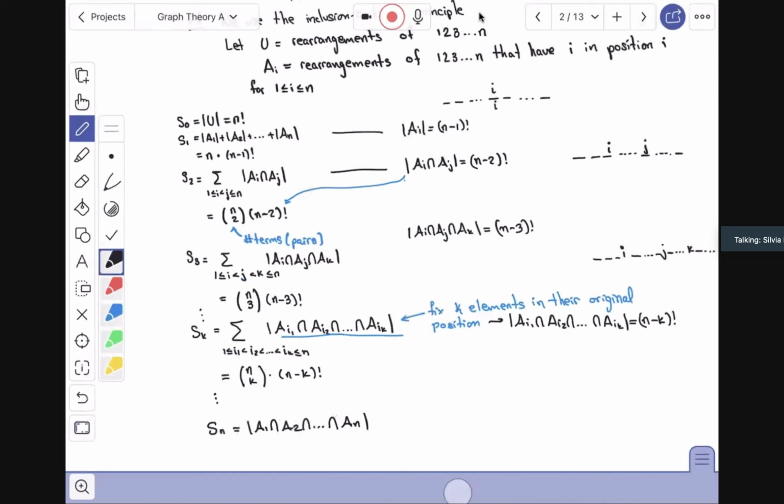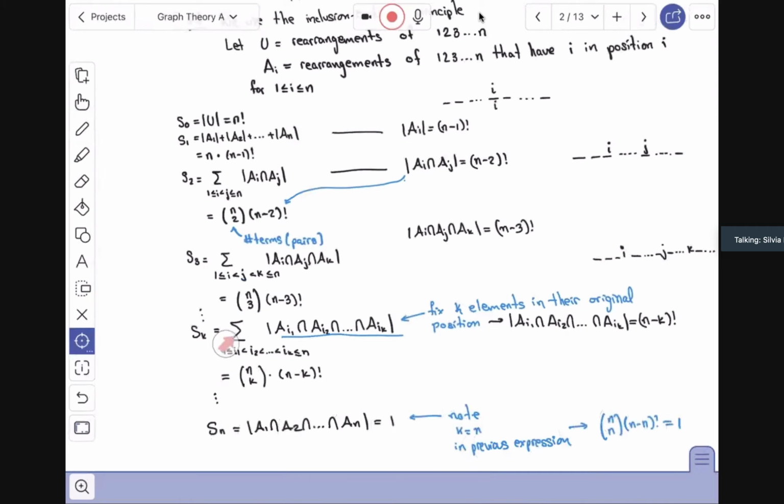And so if we're fixing everything, that would be 1. And in fact, notice that this actually fits our formula, using k equals n from the previous one. It gives you n choose n times n minus n factorial, which is 1. So this S of n also fits this formula right here. But, just to complete my list.